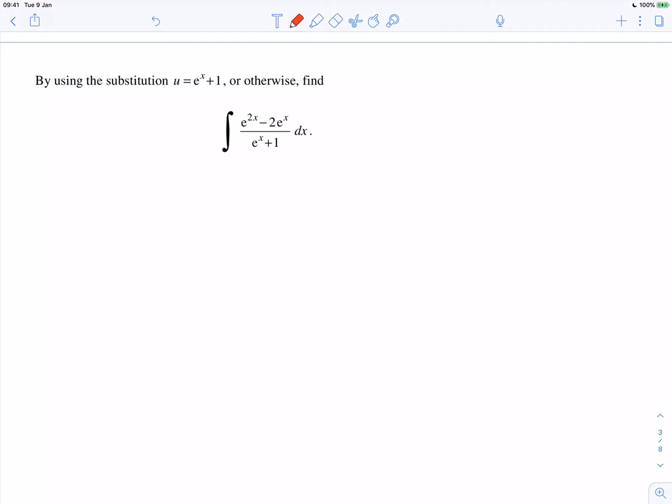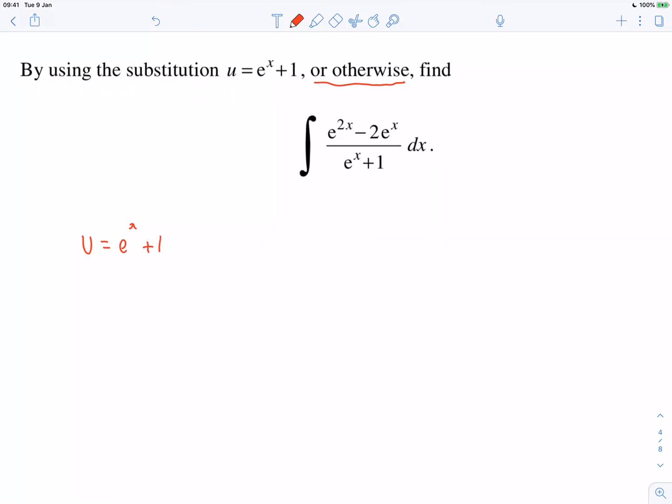Okay. By using the substitution u equals e to the x plus 1, or otherwise find that integral. Well, it's told me to use this substitution, so I might as well give it a shot. I mean, by otherwise just means you won't lose marks if you do it a different way. But to be honest, 99% of the time it's usually quicker to do it the way they want you to do it. You know, just give it a go. Worst case, you're not going to lose too much time.